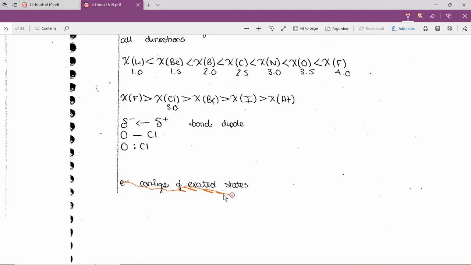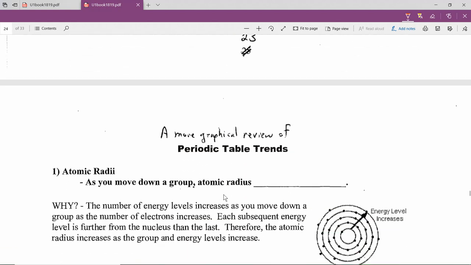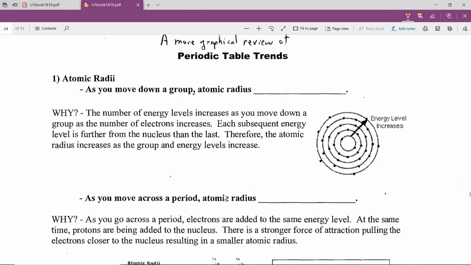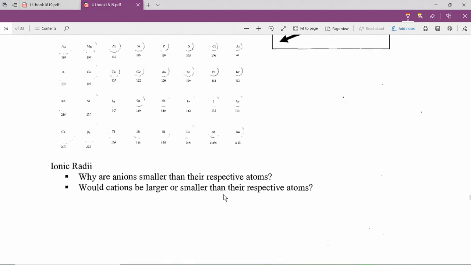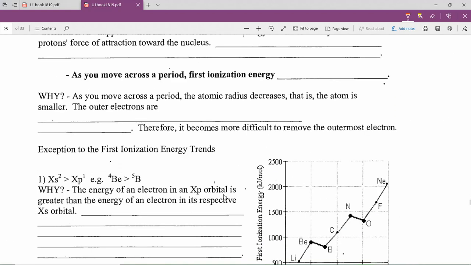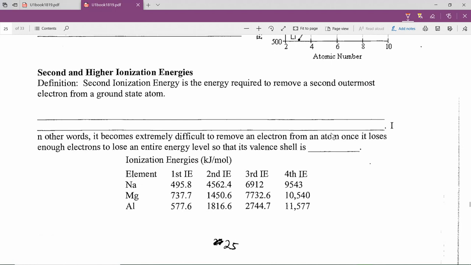Electron configurations of excited states, I'm going to leave that out for now. And so page 23 is just a nice review, and you can fill in the blanks. There's some nice pictures. And yeah, this is just a good representation of what we've been looking at here. You see the fact that beryllium is happier than boron. Nitrogen is happier than oxygen with regards to the first ionization energy. So that's something for you to look through.